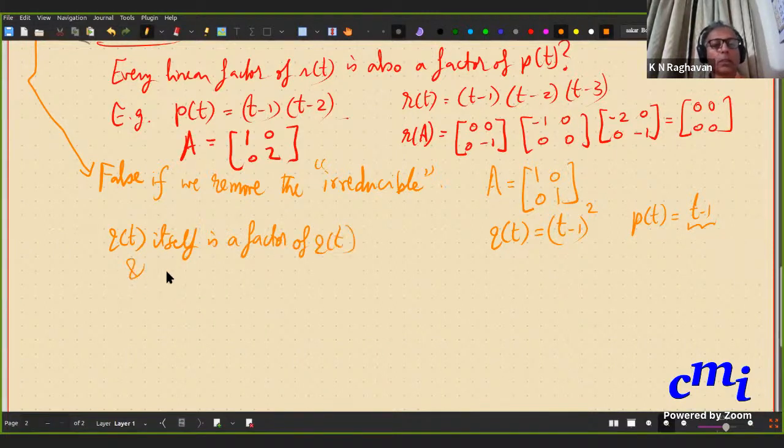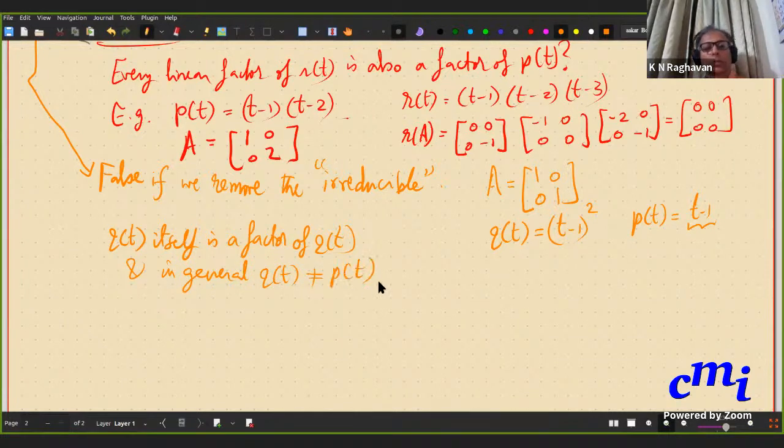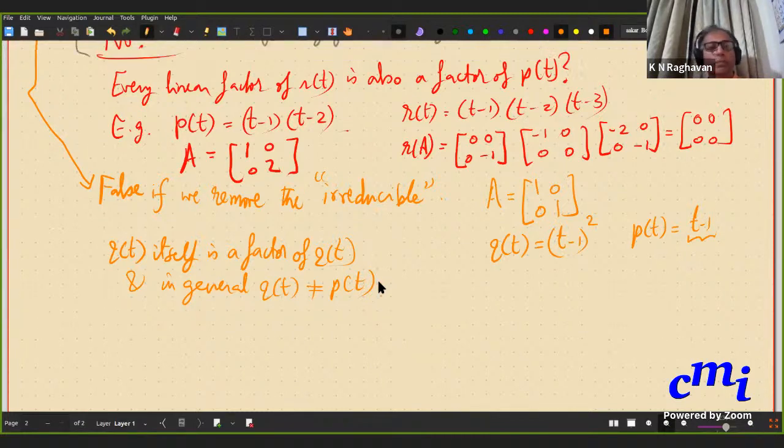And in general, q(t) not equal to p(t). So this is not possible. Right? p(t) always divides q(t), no problem. But there is no reason for q(t) to divide p(t) in general.